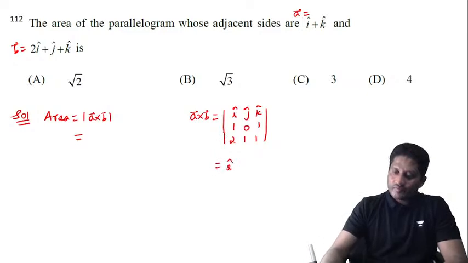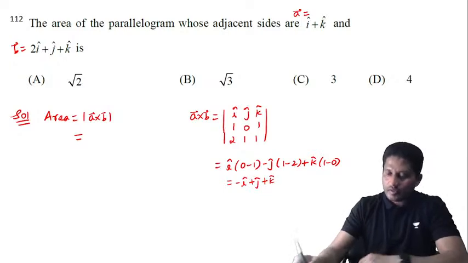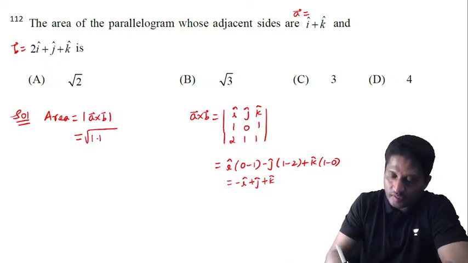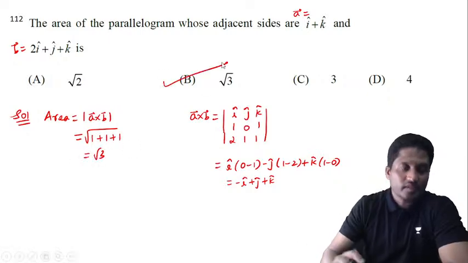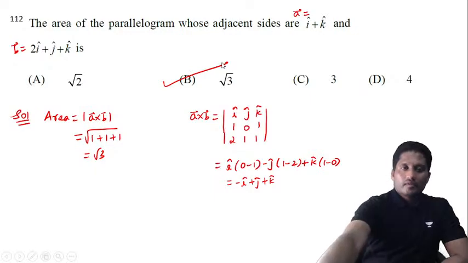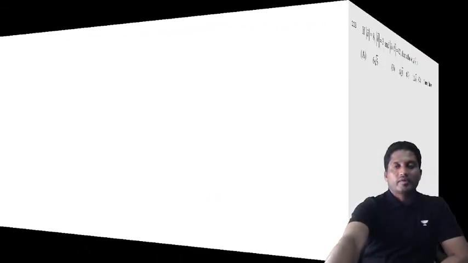Okay, i into delete first row, first column, you get 0, minus 1. Delete first row, second column, you get 1, minus 2. And delete first row, last column, you will get 1, minus 0. This is minus i plus j plus k. Now modulus of this is root of 1 plus 1 plus 1, which is equal to root 3. Answer is option B. Okay, question number 113.